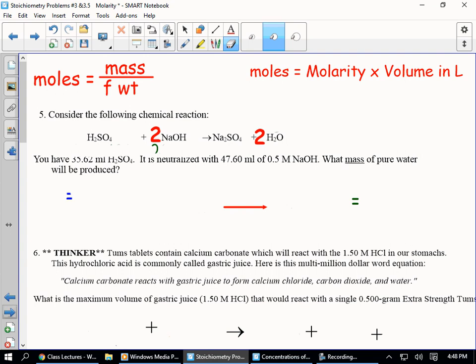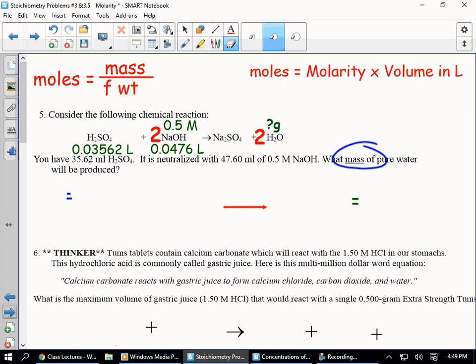Consider the following chemical reaction. You have 35.62 milliliters, I'm going to change that to liters, of H2SO4. It is neutralized with 47.60 milliliters of a 0.5 molar NaOH. What mass of pure water will be produced? So they're trying to give you a distractor here, I think. We're looking for the mass of this. You see you have some information about the sulfuric acid, but hopefully you didn't get tripped up on that.